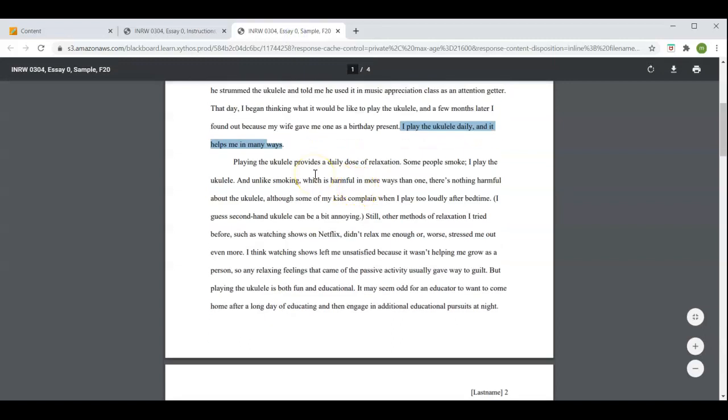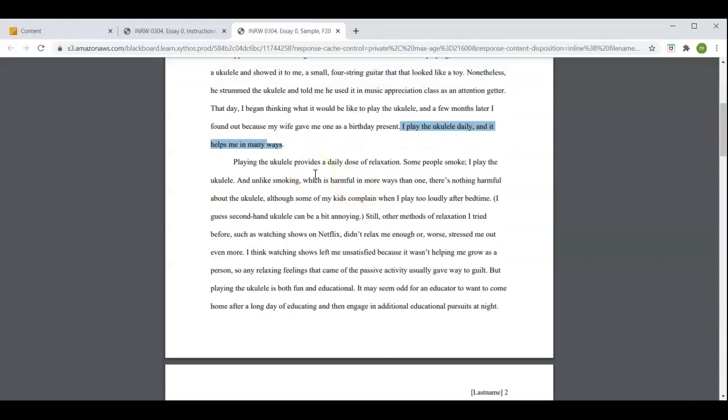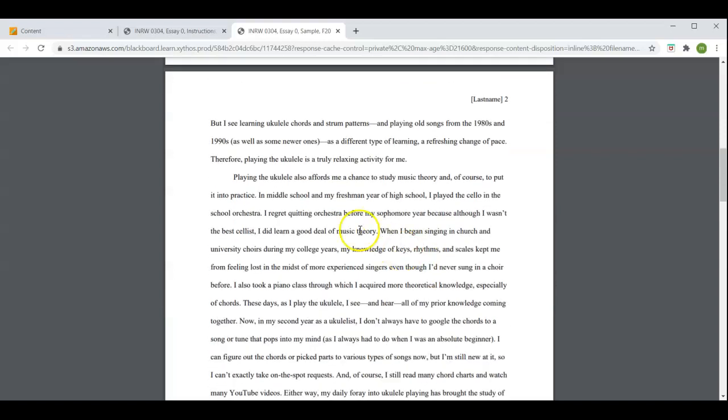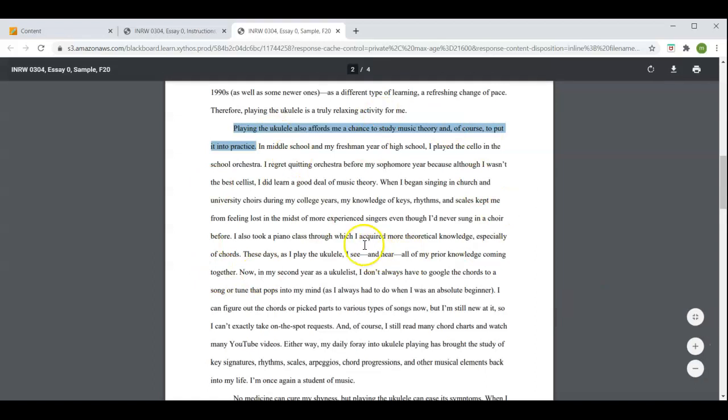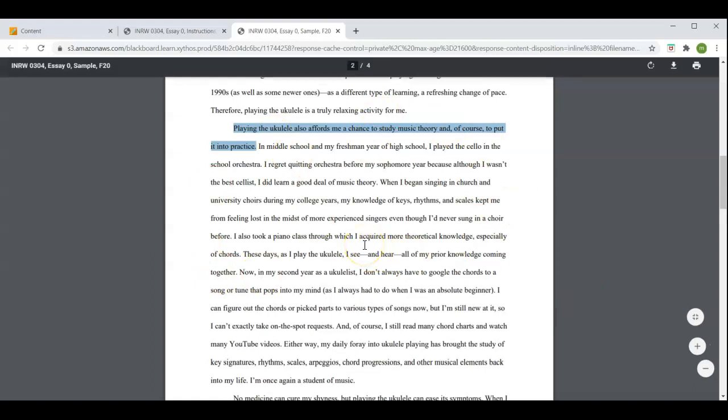Let me show you the topic sentence of each body paragraph. Playing the ukulele provides a daily dose of relaxation. So this is my relaxation paragraph, all about how playing that instrument relaxes me, and it really does. Here's this one: Playing the ukulele also affords me a chance to study music theory and of course to put it into practice. So this is my paragraph about how I've learned or relearned music.